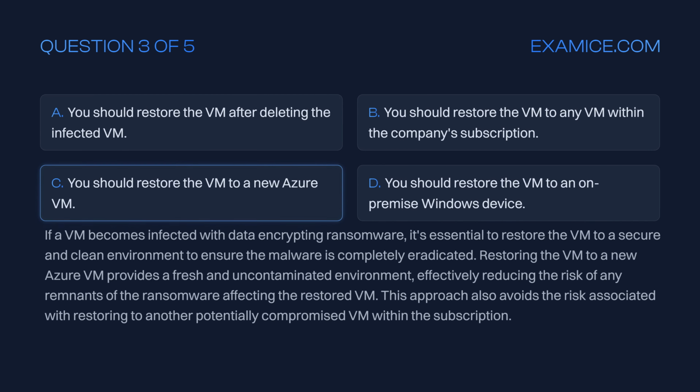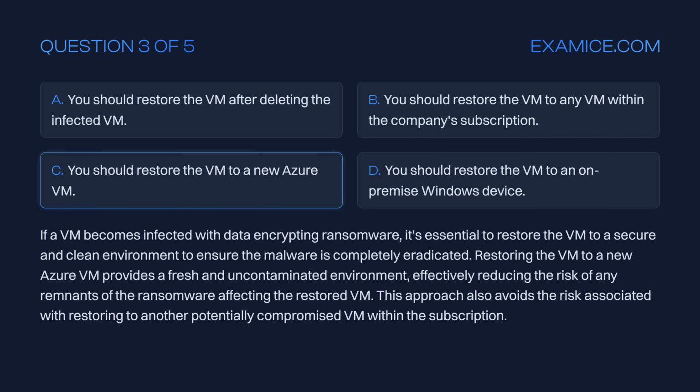The answer is option C. If a VM becomes infected with data encrypting ransomware, it's essential to restore the VM to a secure and clean environment to ensure the malware is completely eradicated. Restoring the VM to a new Azure VM provides a fresh and uncontaminated environment, effectively reducing the risk of any remnants of the ransomware affecting the restored VM. This approach also avoids the risk associated with restoring to another potentially compromised VM within the subscription.